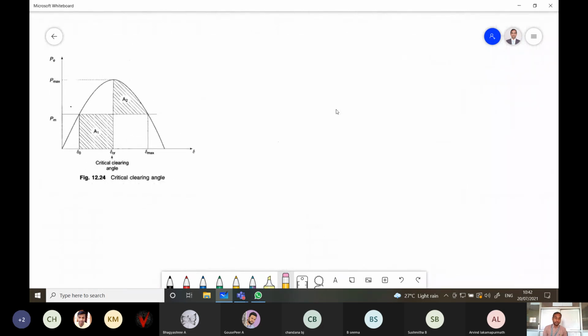From figure number 6, delta max is pi minus delta naught. This point and this point are the same, so this distance and this distance will be the same, so delta max is given by pi minus delta naught. From the initial steady state condition, P naught is equal to Pm naught, that is given by P max sin delta naught.